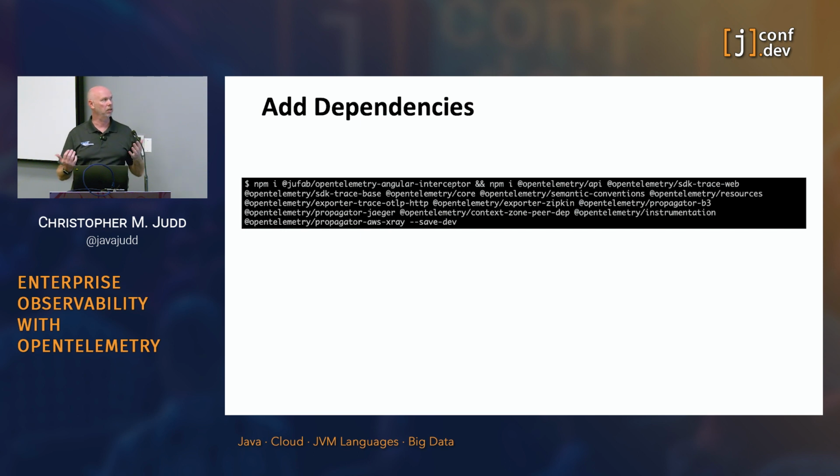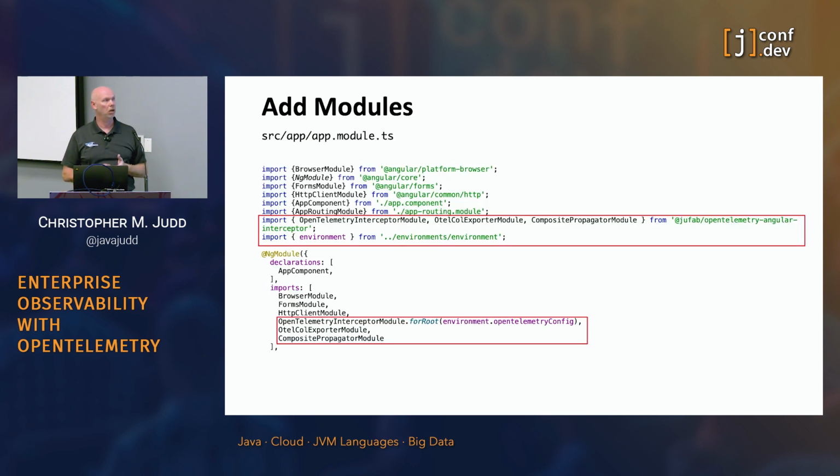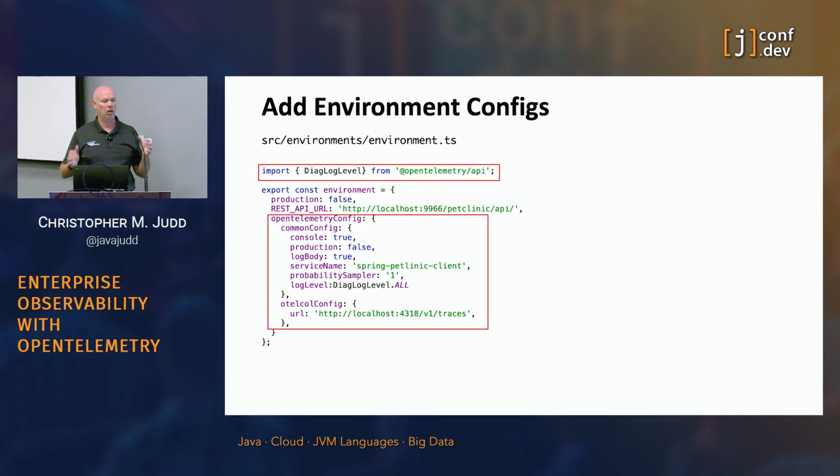In order to do this, in our Angular application, we're going to have to add some dependencies. So these are OpenTelemetry dependencies we would add to it. We would add a module for OpenTelemetry, a couple modules, and then an environment so we can configure those. Some environment configurations, we're going to import a log level, and then here in the OpenTelemetry config, we're going to say log to the console too, so we can do some debugging. Production false.